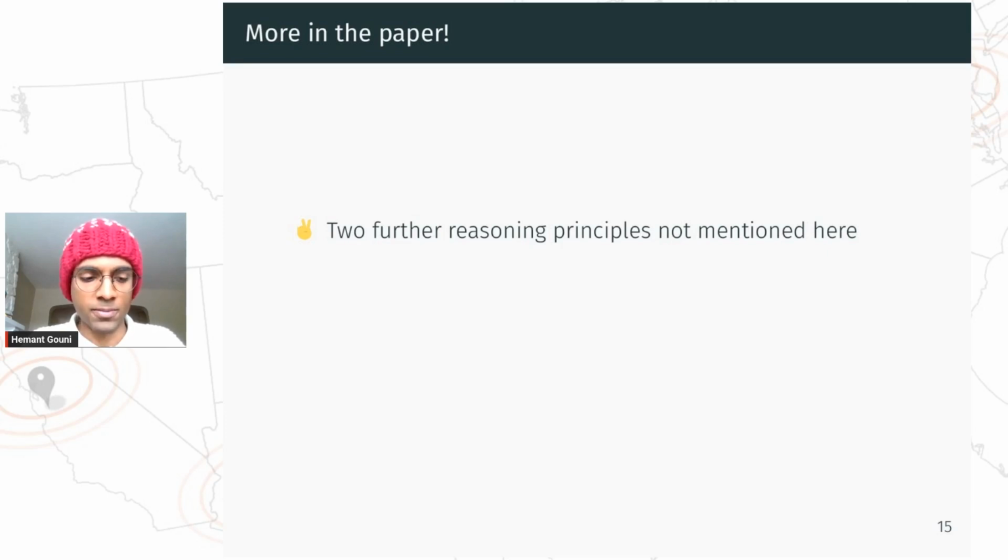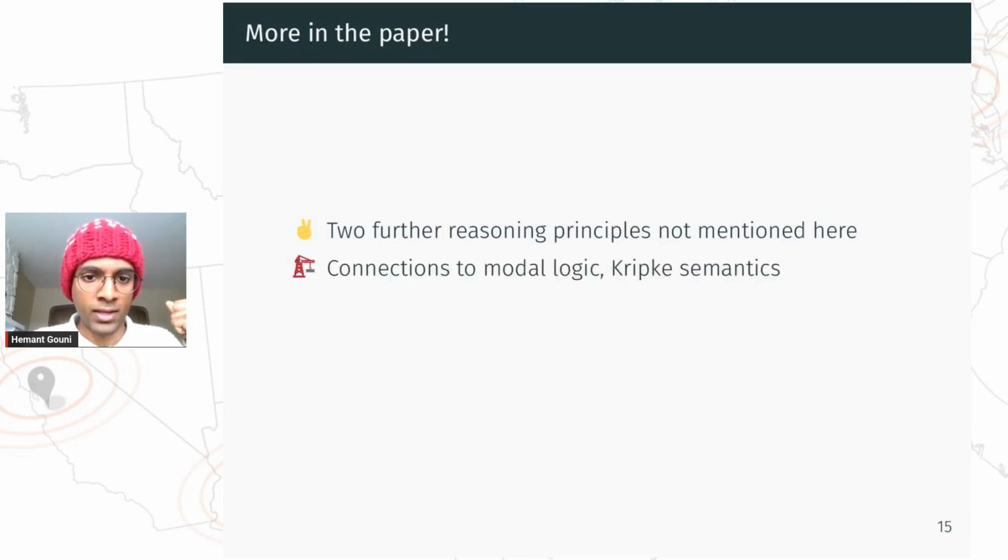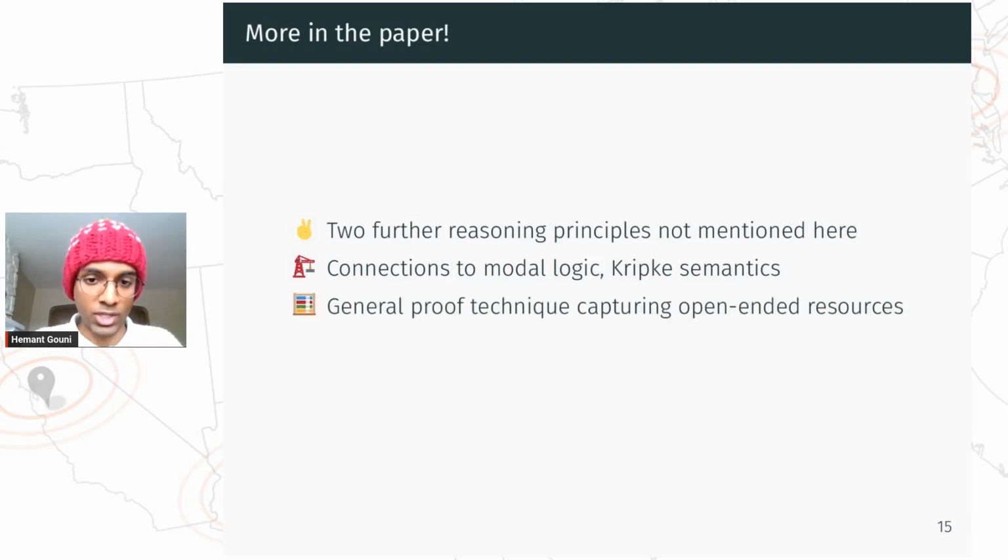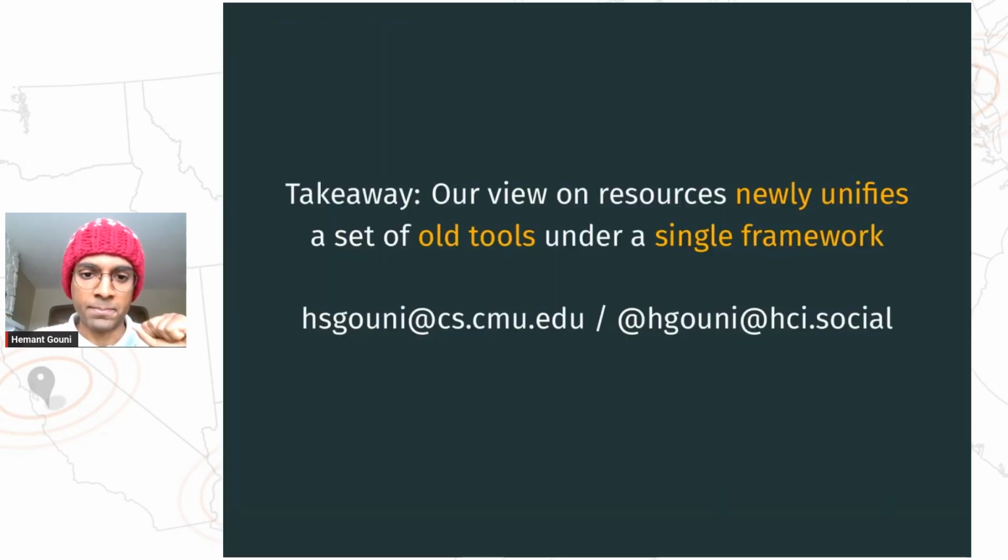So there are 2 further reasoning principles I haven't mentioned here, besides immobility, affinity, and strictness, which is interesting because conventionally in the PL community, people think there's only 3. There are lots of really deep connections to modal logic and crypto semantics. The way we did the proof for this is really general and nice. So check that out. And there are lots more examples in the paper as well.